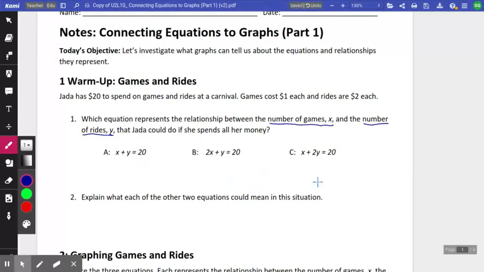So we've got 3 options there. Go ahead now and choose which one you think represents this equation. Pause the video and choose equation A, equation B, or equation C.